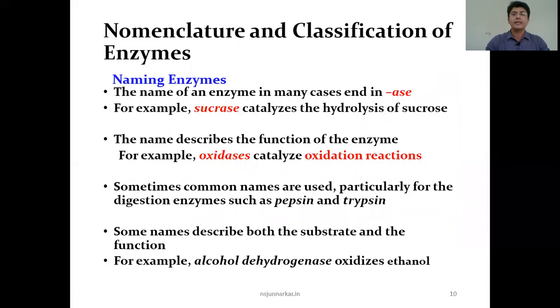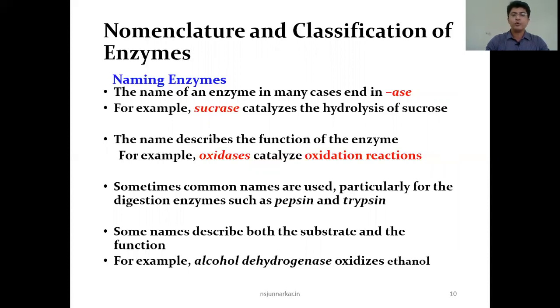If we talk about the nomenclature and classification of enzymes, the naming of the enzyme in the majority of cases ends in -ase, where for example sucrase catalyzes the hydrolysis of sucrose. The name may also describe the function of the enzyme. For example, the oxidases catalyze the oxidation reactions. Sometimes common names are used, particularly for the digestion enzymes such as pepsin and trypsin.